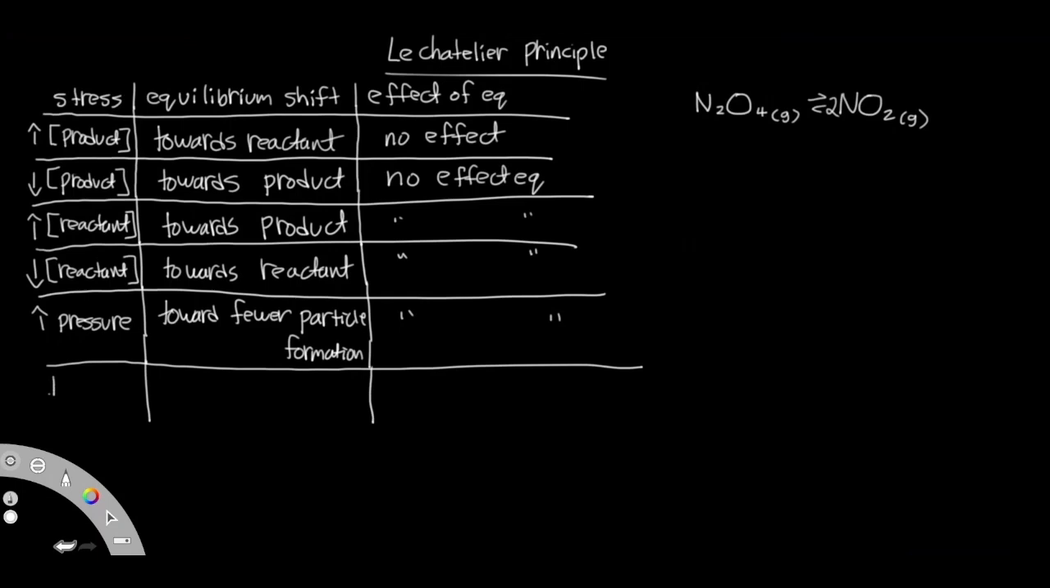Now let's look at a decrease in pressure. If there is a decrease in pressure, this is going to be the exact opposite approach. We want to go toward greater particle formation. There's not enough wackiness going on, right? We want to get more social. You want to go not toward fewer particle formation, but toward greater particle formation.